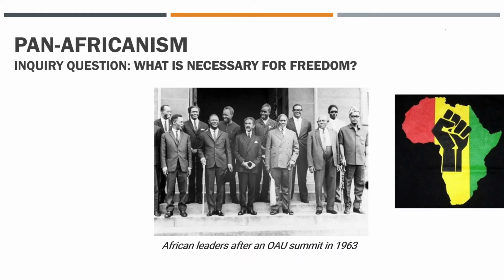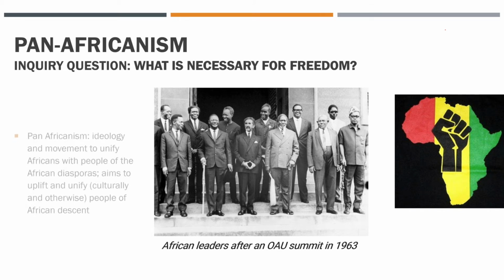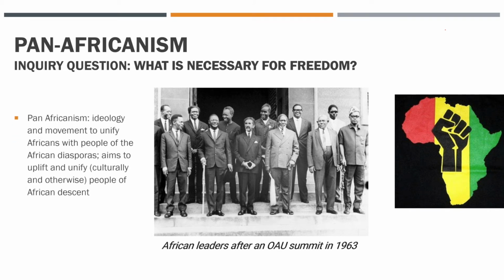One word you're going to hear a lot this unit is Pan-Africanism. So what does that mean? Okay, broad strokes. Pan-Africanism is the ideology and movement to unify Africans with people of the African diasporas. I'm going to define this in just a moment. And the aims to uplift and unify culturally people of African descent.